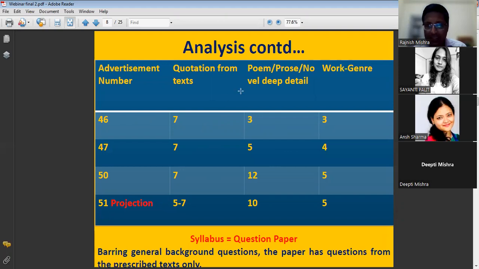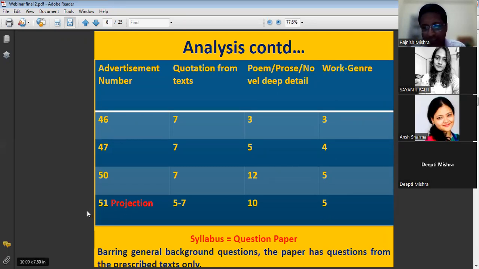And we talked about detail. These are from poem, prose, and novel, not from play. Play and criticism are different. So deep detail from poem, prose, or novel: exceptionally high number of questions, 12 in 50. Even if they reduce, 10 questions will still be asked. And work and genre based questions, they are keeping it close to 5. And there is no reason why it will go very high or very low. So close to 5. Barring general background questions, the paper has questions from the prescribed texts only.